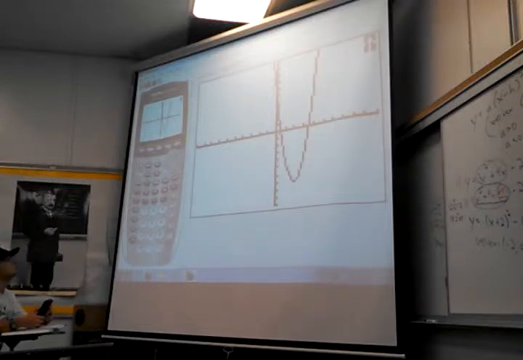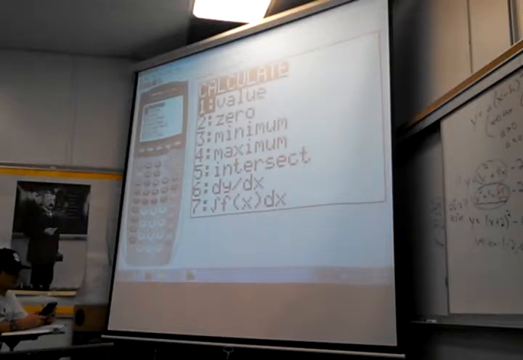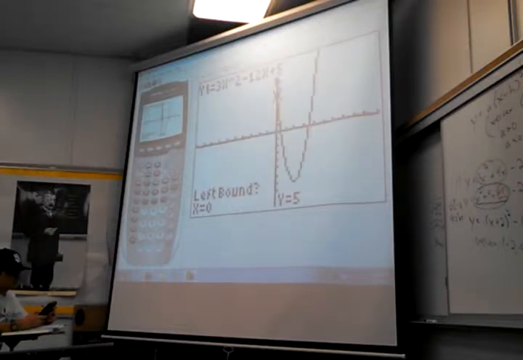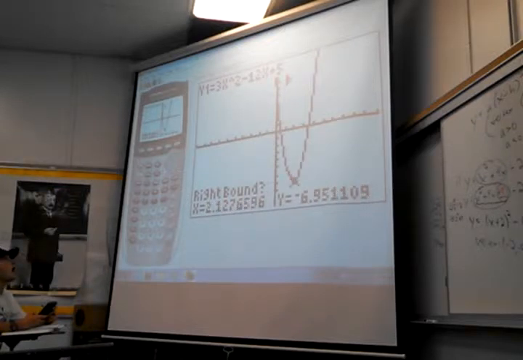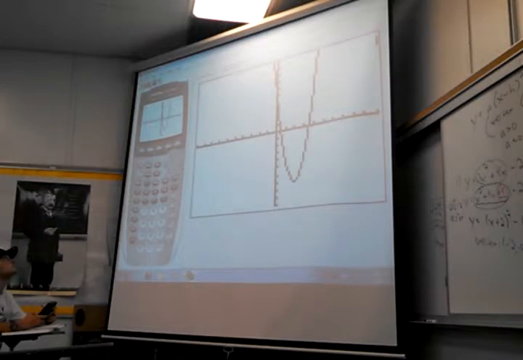Let's see. Second trace to get into calc. Anytime I have to calculate something from my graph, I go there. There's some calculus stuff down here, so just stay away from that. We want a minimum. Since ours opens up, we're going to have a minimum. So I'll do number 3. And then you go a little bit left of the answer for the left bound, a little bit right of the answer for the right bound, and then for your guess, you get right on top of the answer.